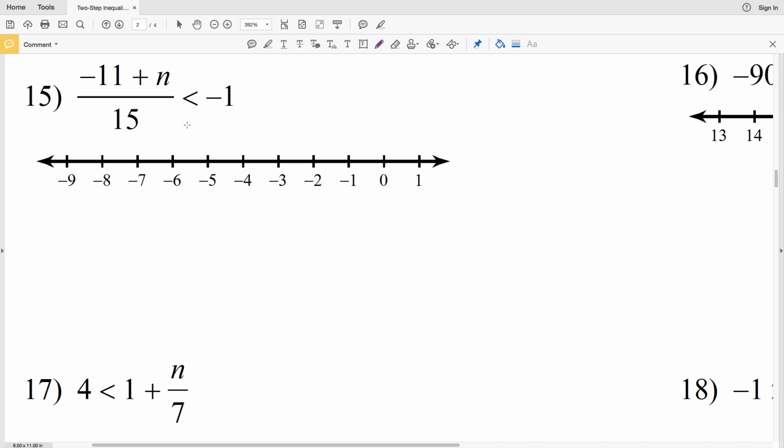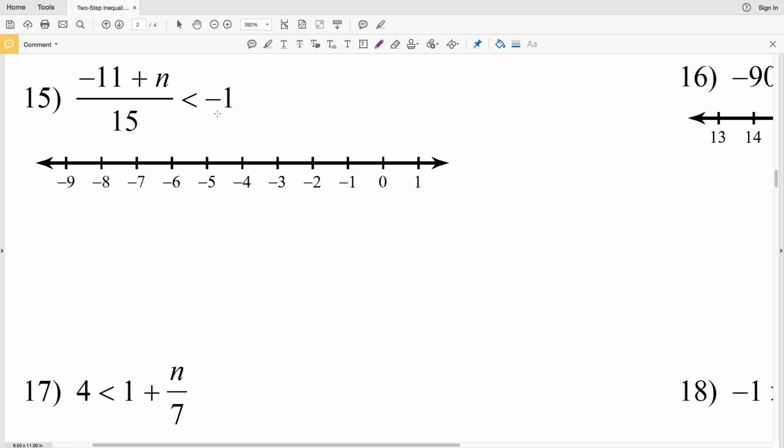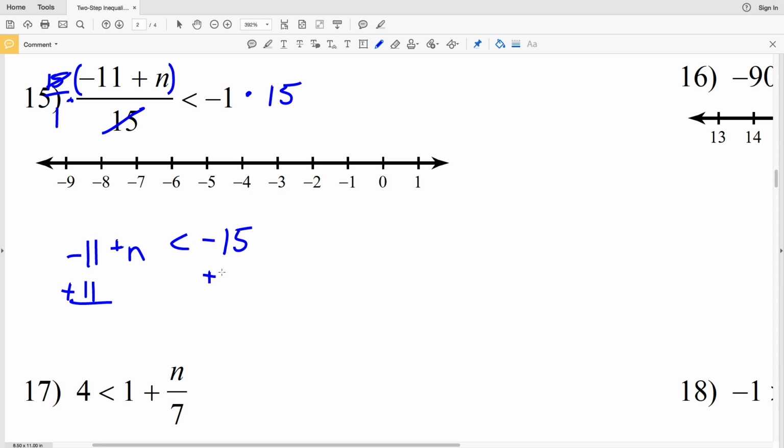On to number 15, we have negative 11 plus n, divided by 15, is less than negative 1. We're going to start by multiplying by a positive 15, or 15 over 1, in order to get the negative 11 plus n by itself. So we'll have negative 11 plus n, and that's going to be less than negative 1 times 15, which is negative 15. We're going to add a positive 11 to both sides, so that we'll be left with 0 plus n, which is simply n, and that's going to be less than negative 15 plus 11, which is negative 4. Go ahead, circle the negative 4. Do not fill it in though, since n is only less than negative 4. So shade in everything to the left.